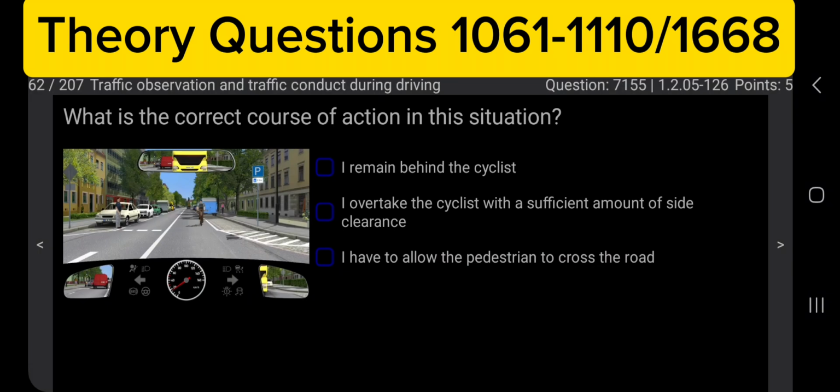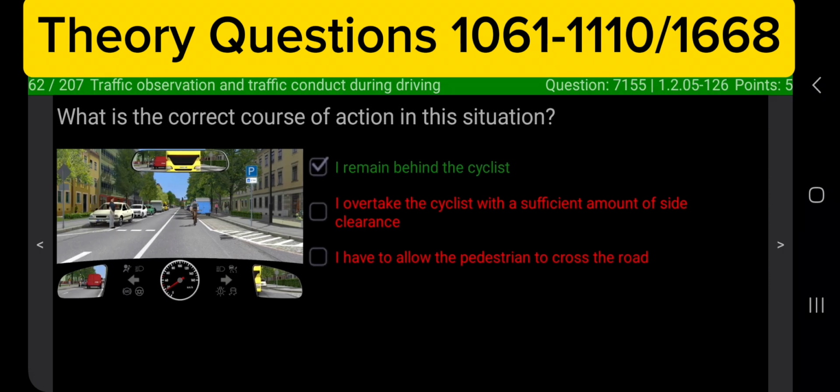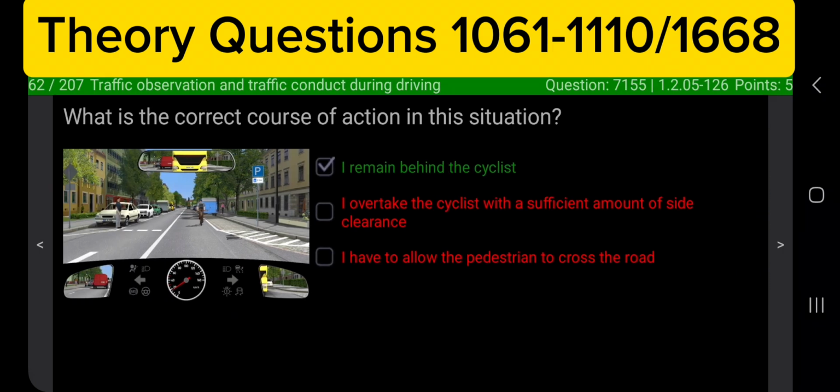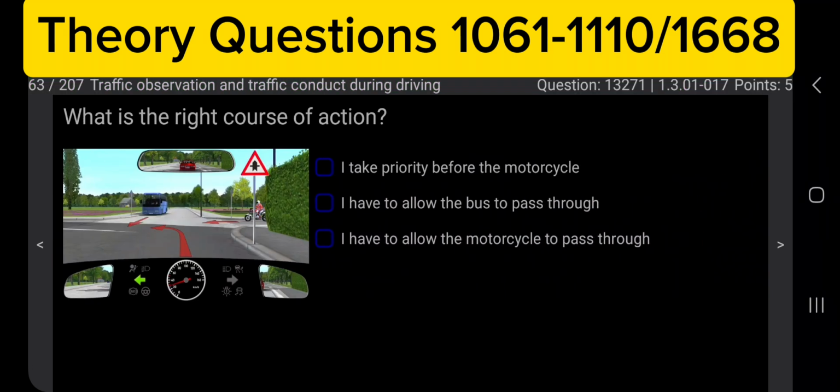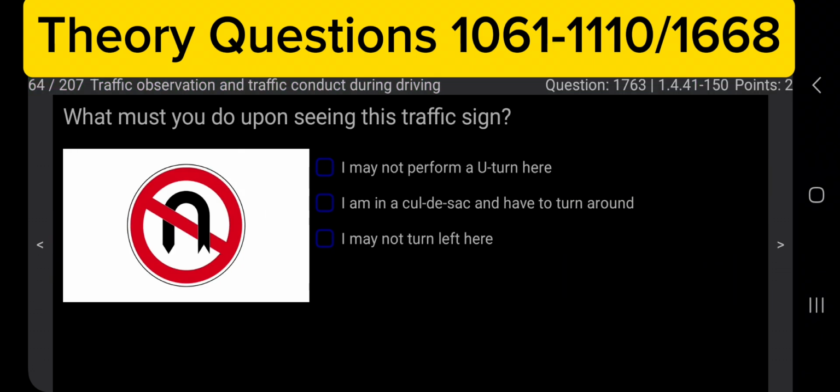I remain behind the cyclist. I overtake the cyclist with a sufficient amount of side clearance. What is the right course of action? I take priority before the motorcycle. I have to allow the bus to pass through. I have to allow the motorcycle to pass through.